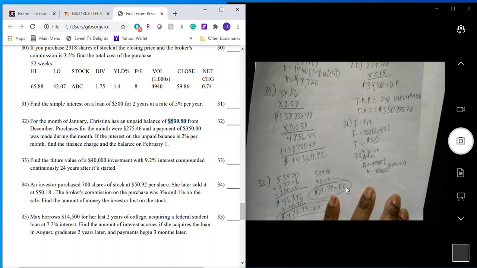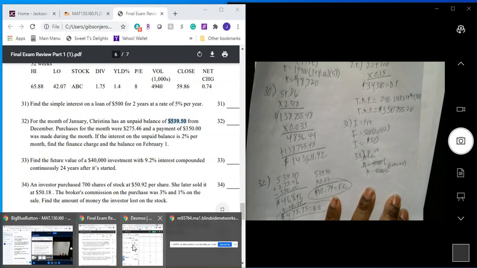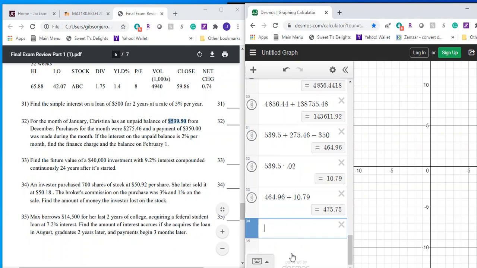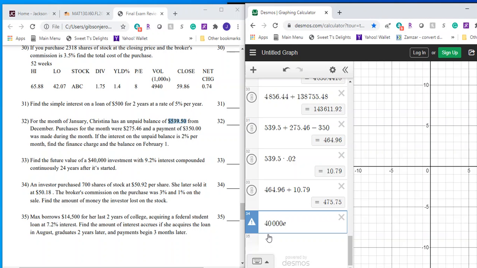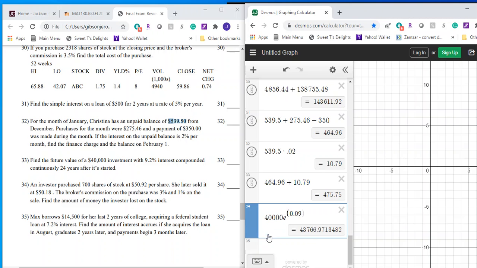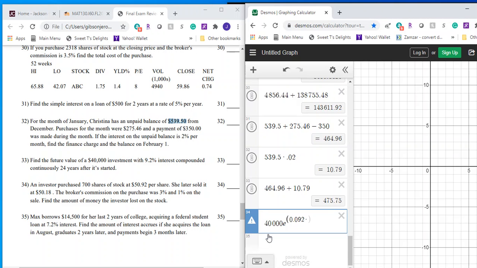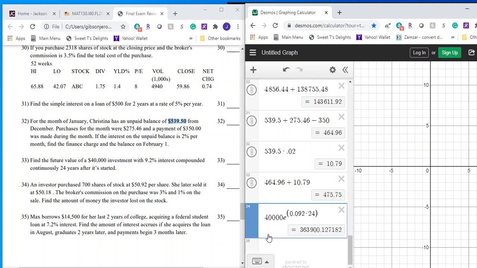So now we would take our calculator and we will have 40,000. Then you could just hit the letter E and it'll automatically go into the E mode. And then we would take it to the power of 0.092 times, what's that, 24 years? And so the future value would be $363,900.13.